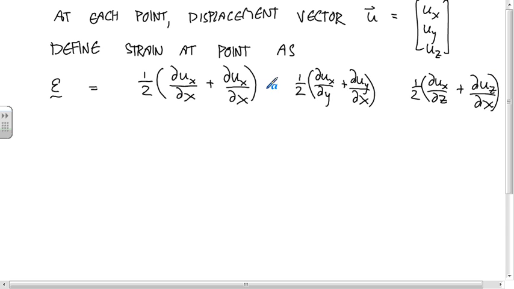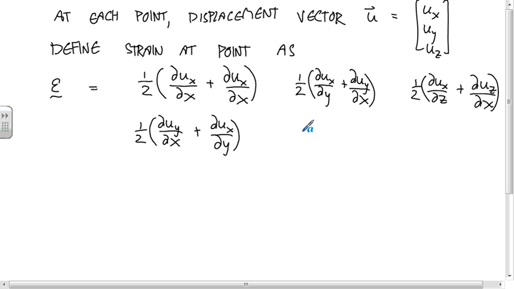So do you see the pattern yet? What do you expect to be in this spot? Think of this as the XX element, and we had the partial of ux with respect to x for both of these. This is the xy element, and this is the partial of ux with respect to y plus the partial of uy with respect to x. xz has x and z, z and x. Okay, so now we're over here on the yx, and this is going to be 1/2 times the partial of uy with respect to x plus the partial of ux with respect to y.